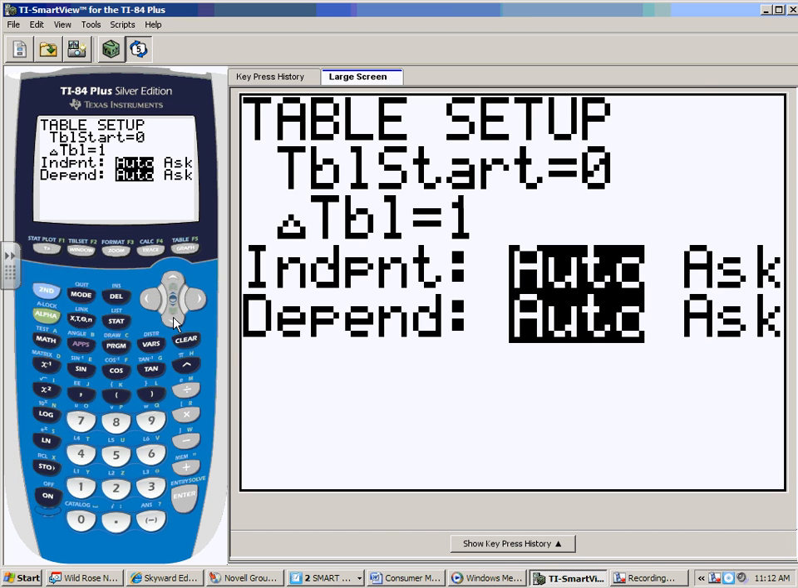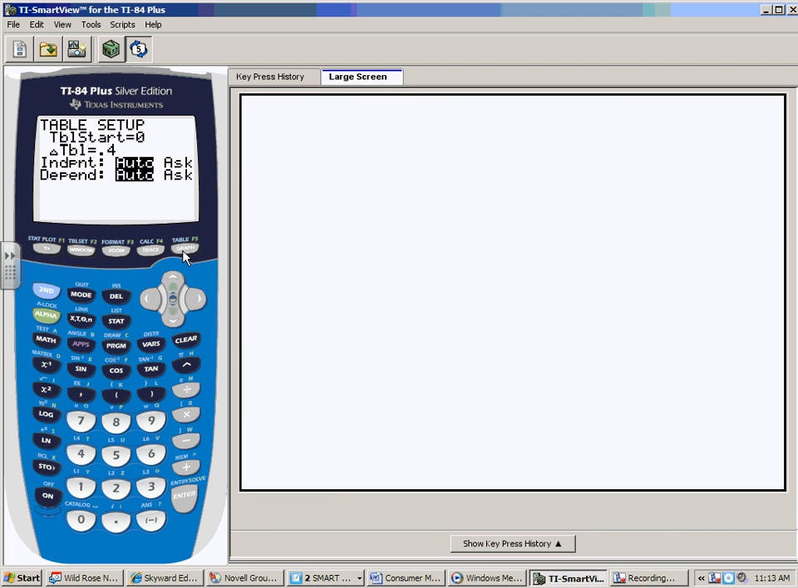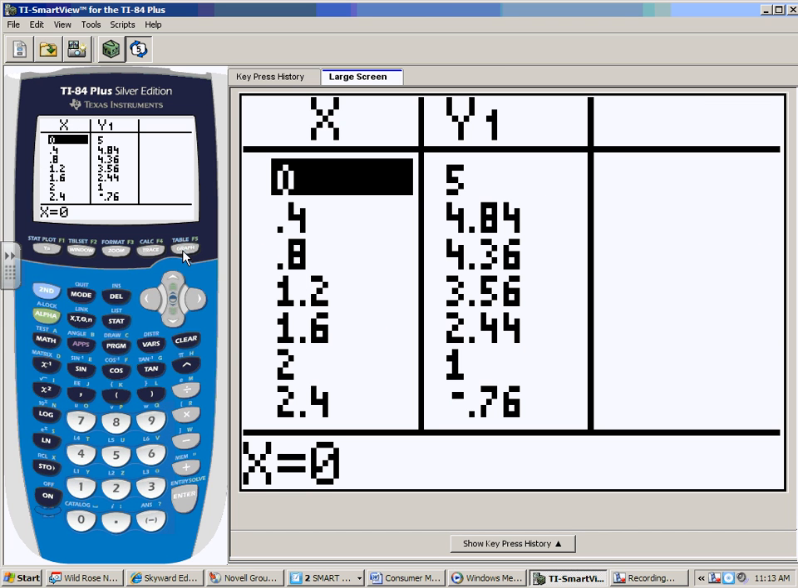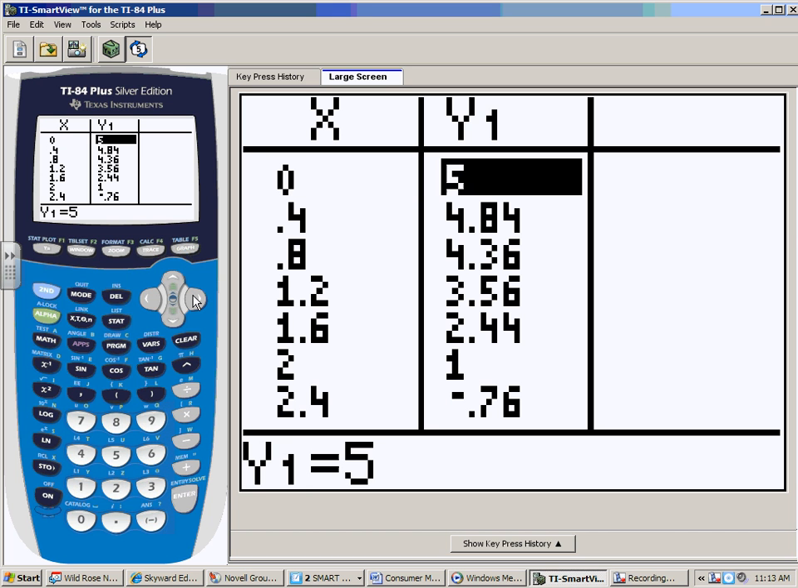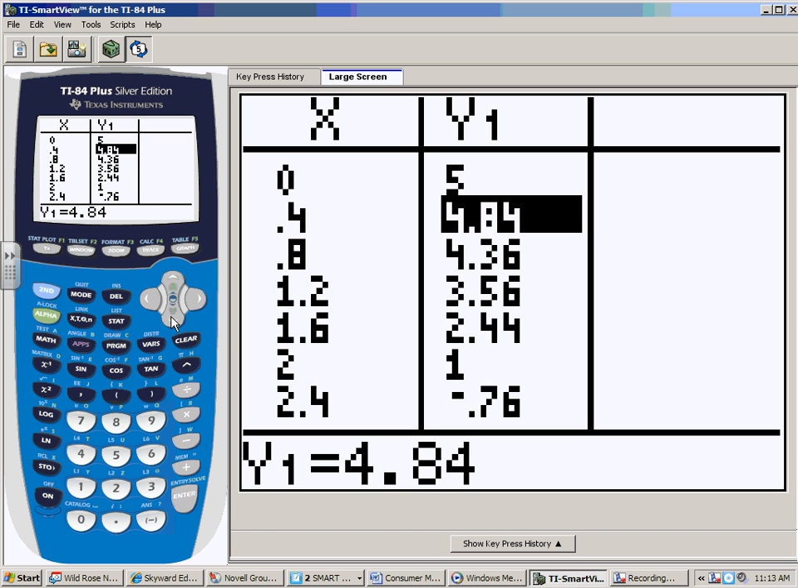Now what do you think? If we're going up by 2/5, you could type in 2 divided by 5 if you want. I think we should be able to figure out that decimal is 0.4, because 2/5 is 4/10, right? 0.4. And now how do you get the table to actually come up again? Yeah, you hit table. So second and graph. And so there is actually our y values. Well, here's the first y value. We knew that one, right? And so then our next y value is going to be 4.84, and 4.36, 3.56, 2.44, and the last one there. Now we've got to figure out which one of those we need.